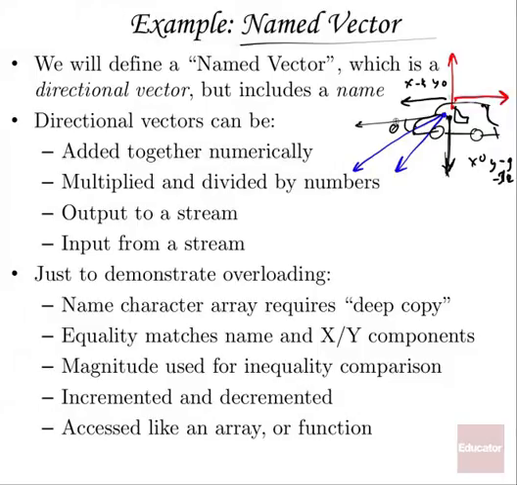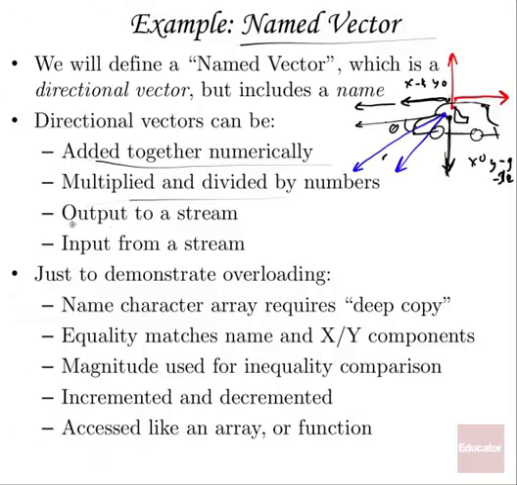Real brief introduction to vectors. So the vectors can be added together numerically with a plus sign. So this vector plus that vector equals that vector. They can be multiplied and divided by numbers. You say, well, I have this first vector right here. When I first start the car, I want to go twice as fast, so I'll multiply that vector times 2. So I have the same vector in the same direction, but now it's got twice the magnitude.